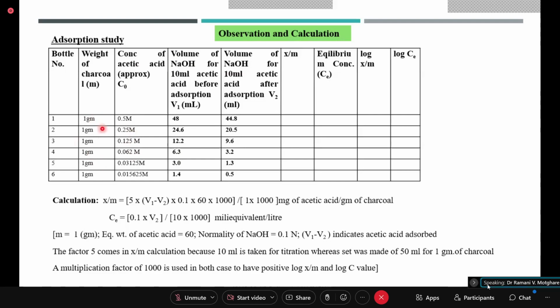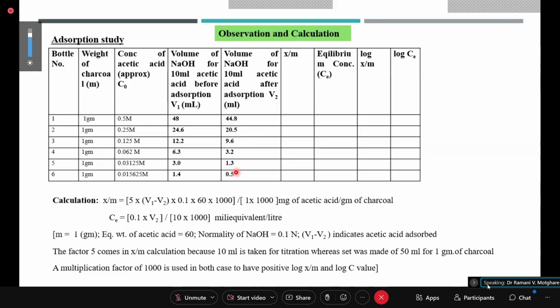This is 1 gram charcoal. You are putting 50 ml into it. So when you are titrating after 1 hour of shaking, one student keeps shaking this. After 1 hour of shaking, you have to filter it and collect the filtrate. Now you take out 10 ml from the filtrate and perform titration again with NaOH.